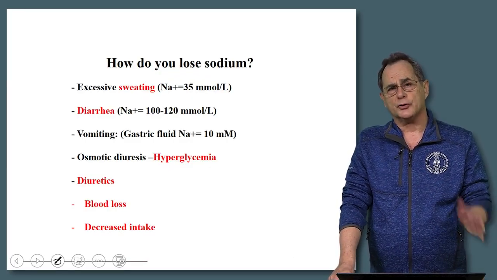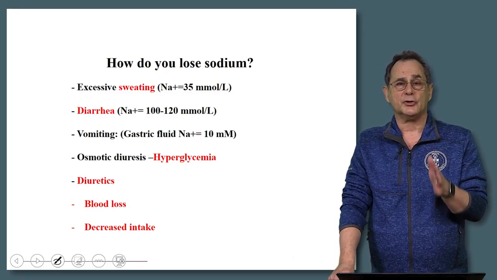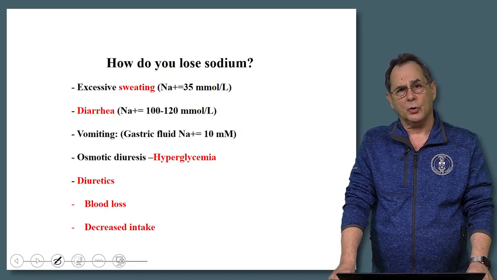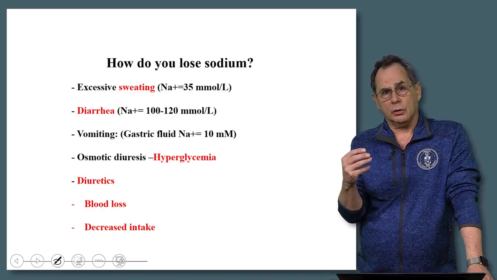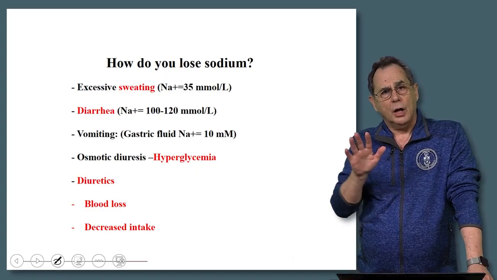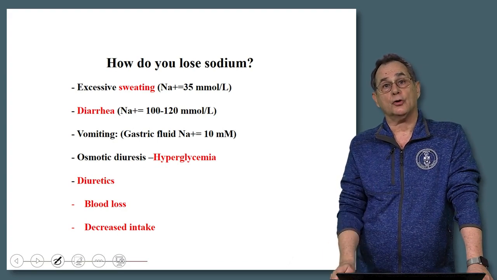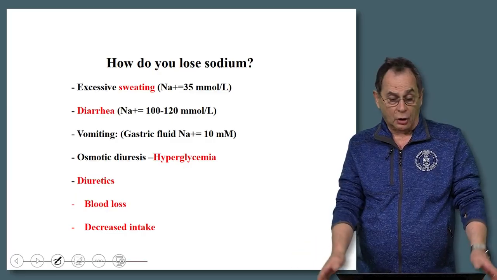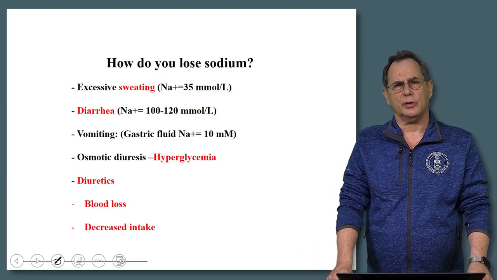Diarrhea is important. Gastrointestinal contents in diarrhea can be associated with significant losses of sodium, 100 to 120 millimoles per liter. And you can imagine this young girl sitting there in Haiti with cholera, losing about a liter of fluid from her gastrointestinal tract every hour, developing a considerable deficit in her total body sodium because of the content of sodium in the diarrheal fluid. Vomiting also causes a more modest loss of sodium, about 10 millimoles per liter.